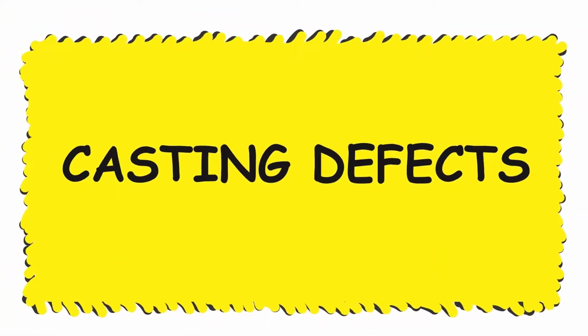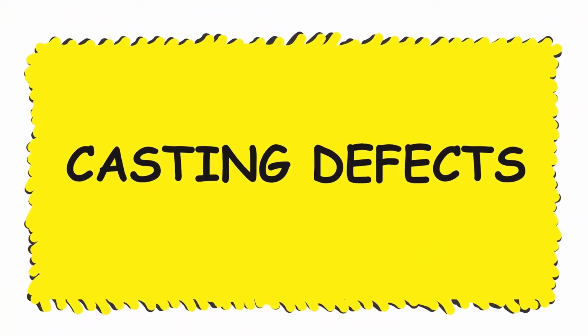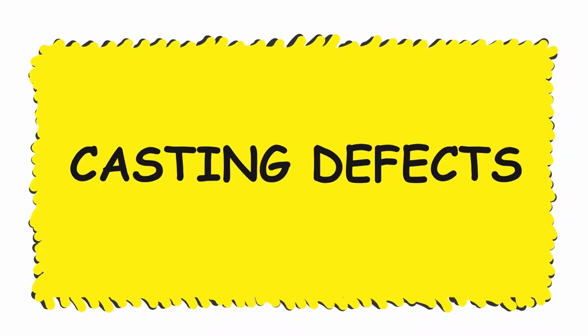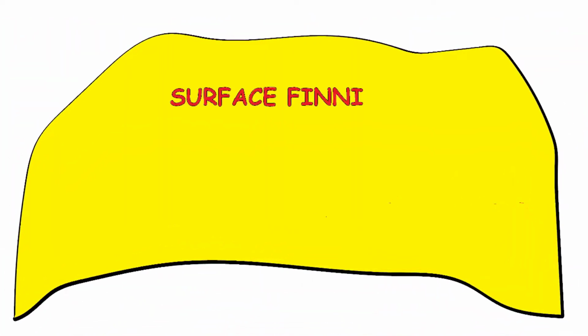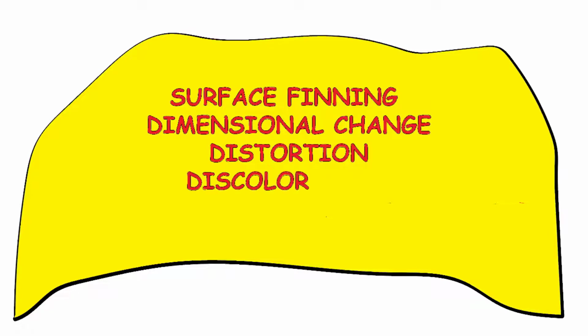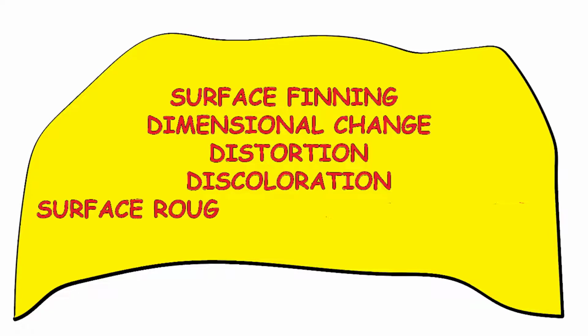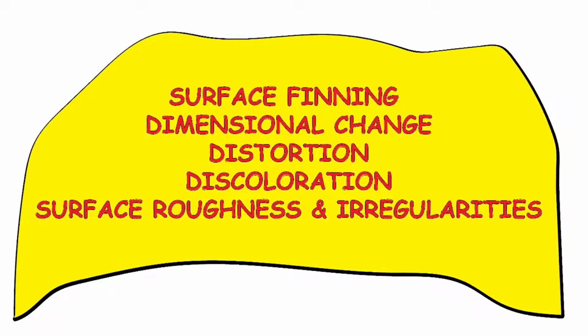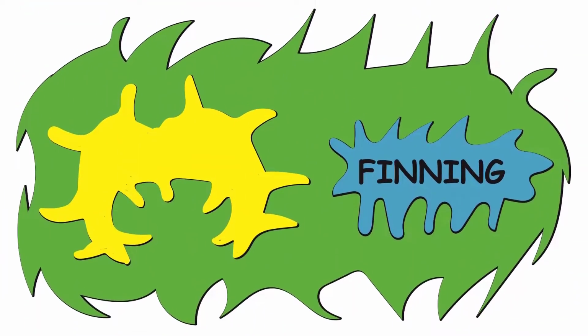Hello everyone. In this video, I am going to tell you about the casting defects. The casting defects include thinning of the casting, dimensional changes, distortion, discoloration, and surface roughness and irregularities. Let's first start with the surface thinning.